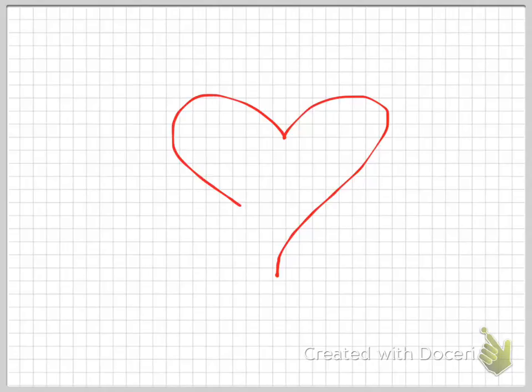Okay, what about this? Assuming that I'm drawing that better, does that have a line of symmetry? Yes, up and down, right? The vertical right along here would be a line of symmetry, right? Okay.